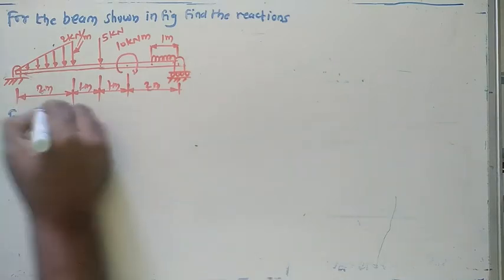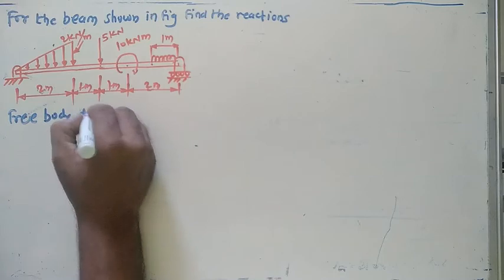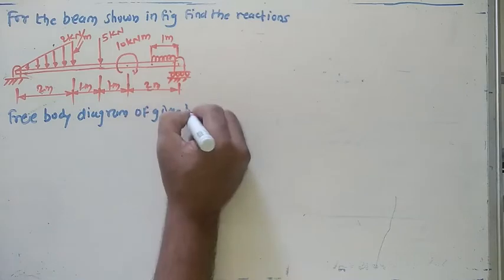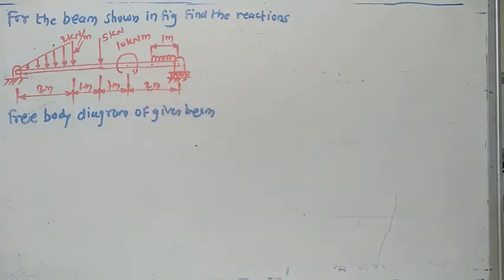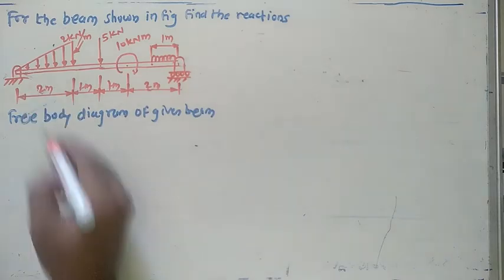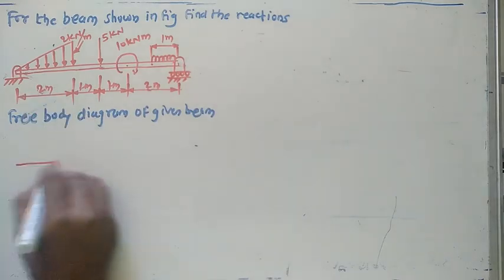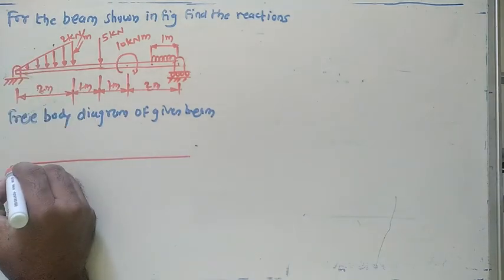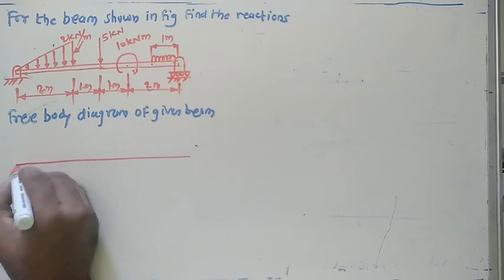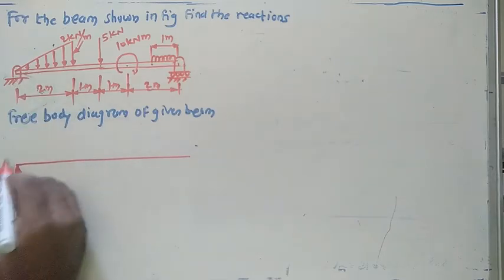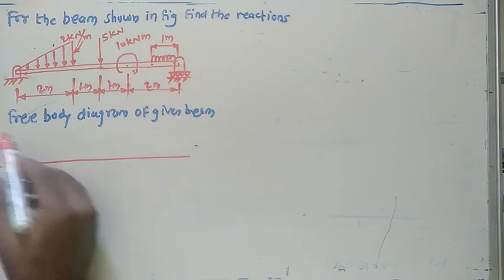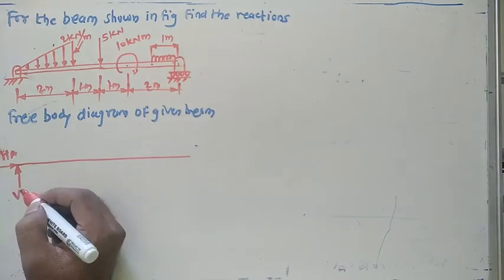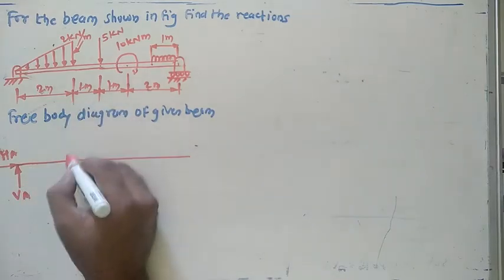Here is the free body diagram of the beam. First of all, just show that beam. What about the next one? The supports at both ends. Here we have a hinge support. In the case of a hinge support, two reactions will come. One will come in the horizontal direction, which is nothing but HA. One will come in the vertical direction, which is nothing but VA.